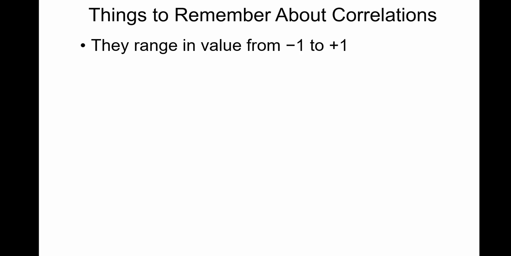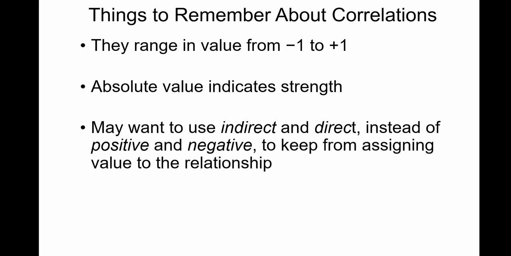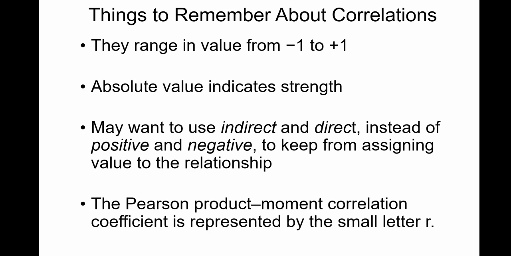So this is what Excel will kick out whenever you do your calculations, okay? Now, the absolute value indicates the strength of the correlation. So a -0.8 is the same strength as a +0.8 correlation. Same thing with a -0.16, it's the same value as a positive 0.16, so it's the absolute value. And as I noted, you may want to use the phrases indirect and direct instead of positive or negative to keep from thinking about quote-unquote good and bad as the relationships. Okay, and just remember, our correlation coefficient is the small letter r for relationship.